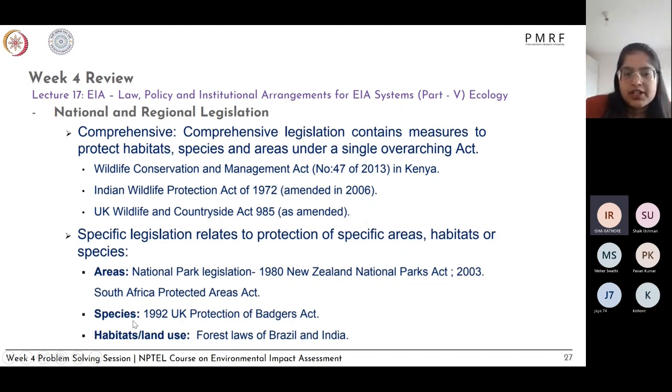And then for protection of specific species, we have the 1992 UK Protection of Badgers Act. So they protect this species of badgers. And for habitat or land use protection, we have the forest laws of Brazil and India. So they protect the habitat or land use of forests in these countries. So they are very specifically targeted towards protection of specific categories of ecosystem things.